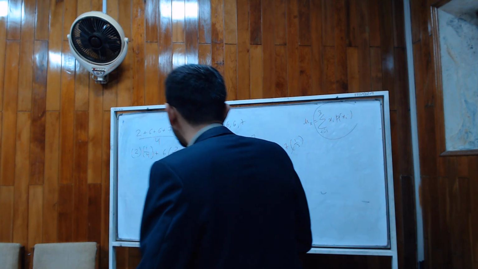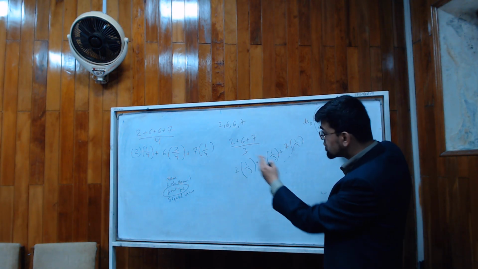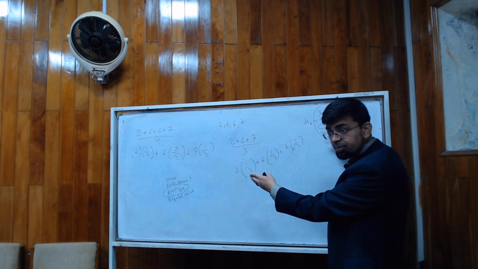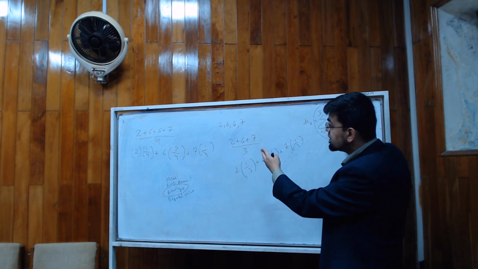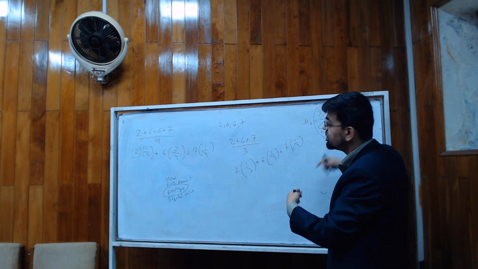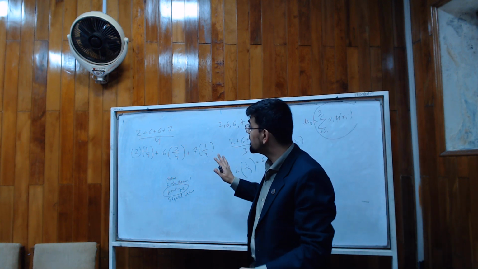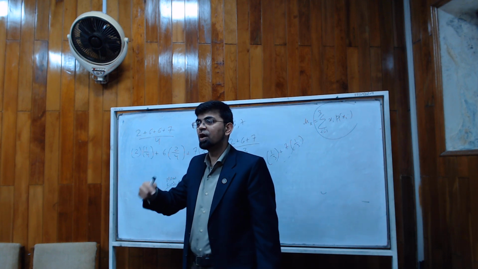So here now, there are just three numbers. 2 has a probability 1 by 4. 7 has a probability 1 by 4. And 6 has a probability 2 by 4. And these probabilities are assigned by the frequency of appearance.